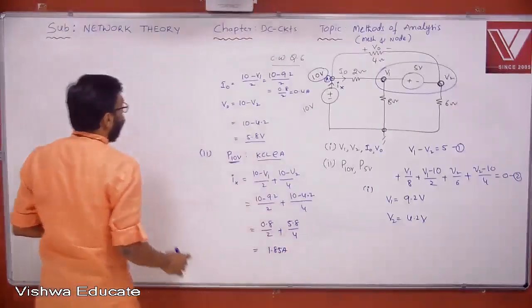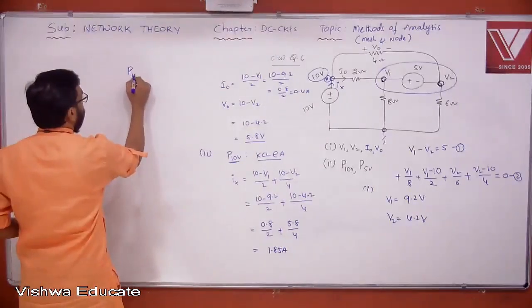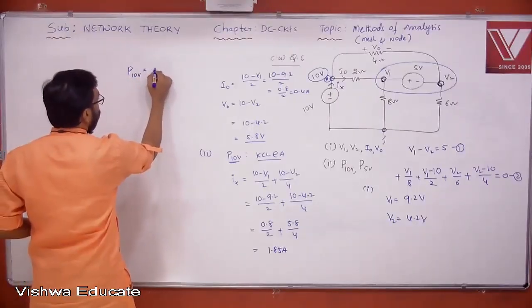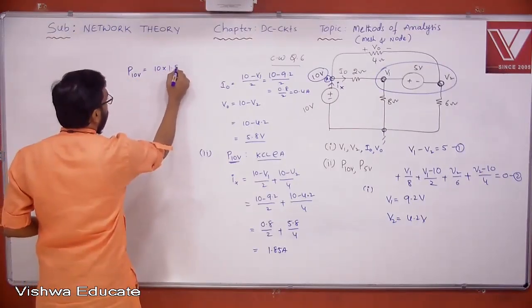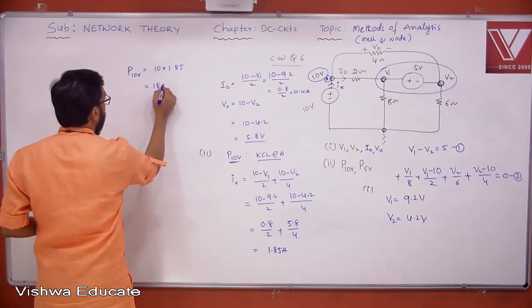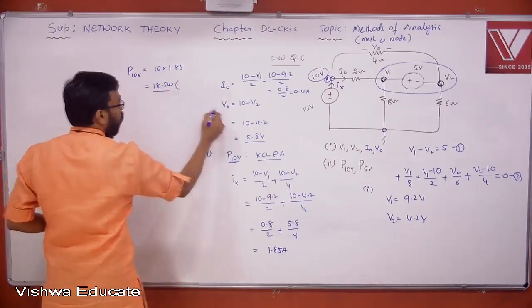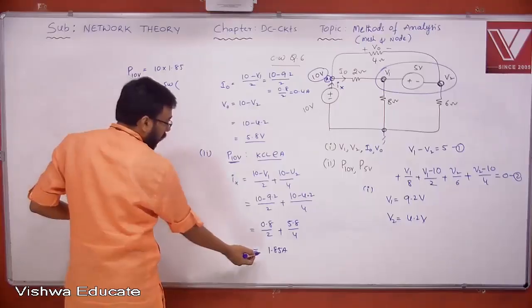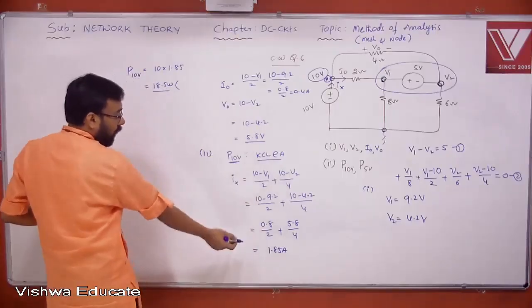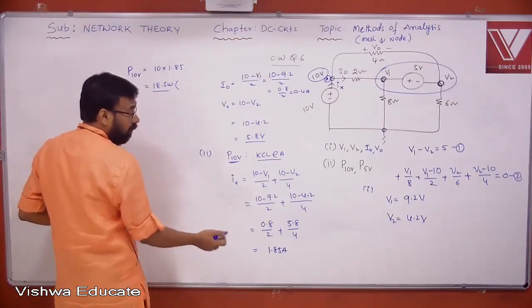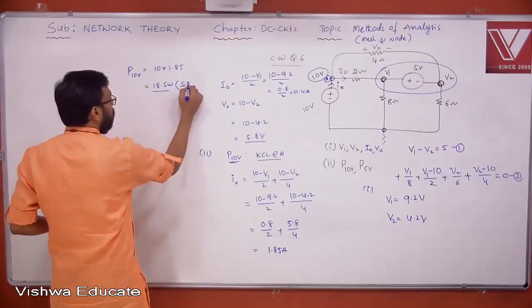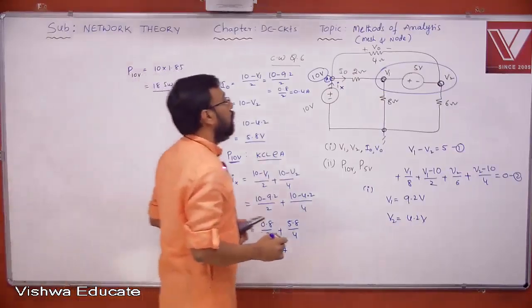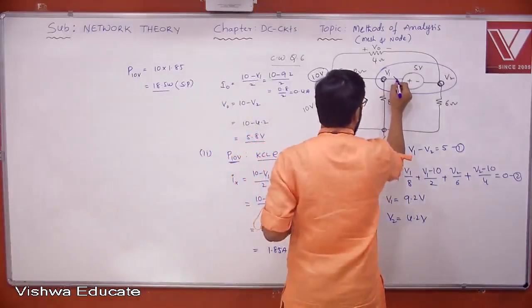Understand? So what is the power of the 10 volts then? Power of 10 volts will give you 10 into 1.85, that is 18.5 watt. But what is that current doing actually here? Leaving from positive. So our assumption is correct actually here, that we come to know at the end of finding the value because it is a positive value. So supplied power.